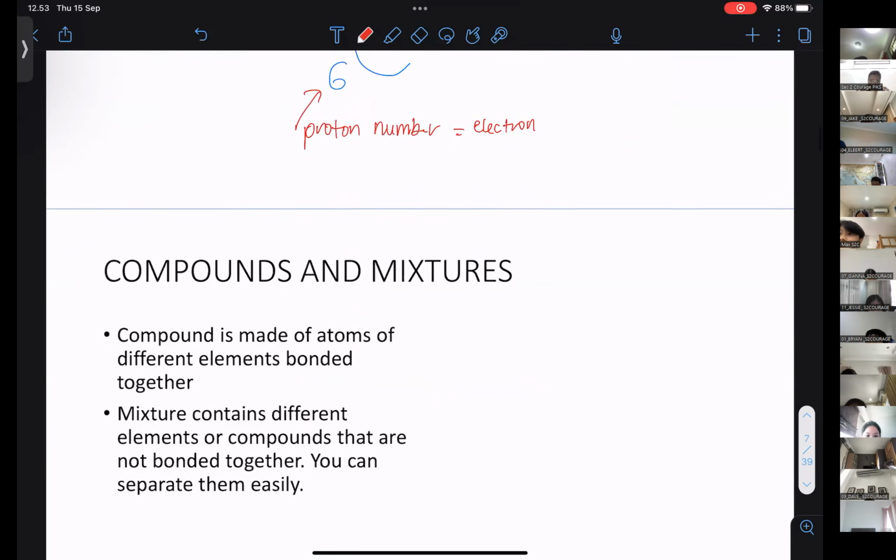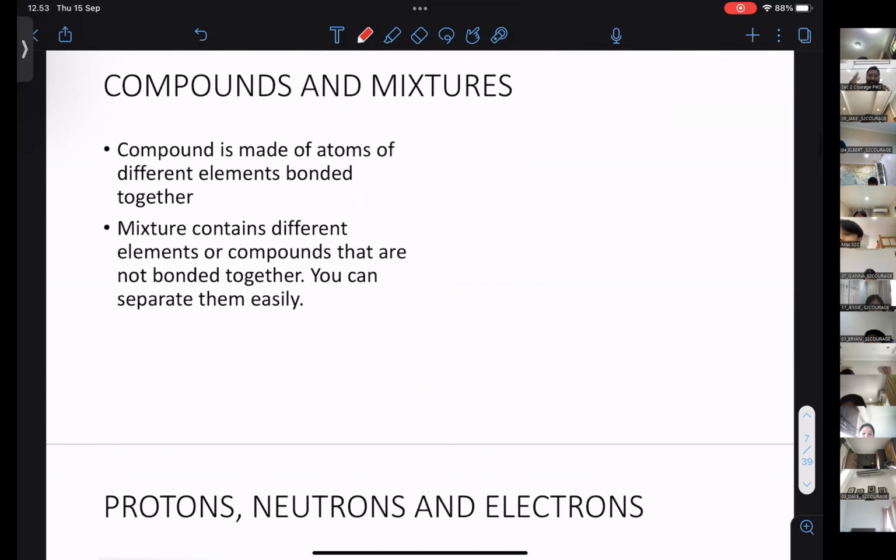The next part I want to mention is to answer the question that we had just now. A compound is made of atoms of different elements bonded together. This is the answer for compound. And a mixture contains different elements or compounds that are not bonded together, so you can easily separate them. For example, carbon dioxide is a compound. Water is a compound. You can see different elements bonded together.